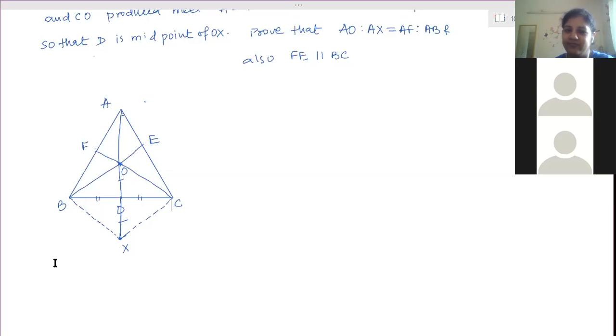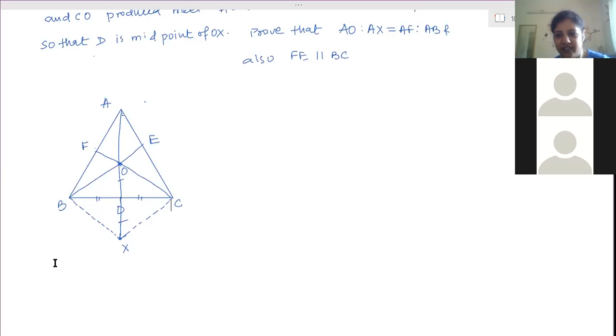Ma'am, if we prove FC parallel to BX, then automatically FO will be parallel to BX, no? So how to prove that? That is a challenge. Ma'am, we'll take triangles BOD and COD. BD is equal to DC. OD is common. After that, nothing about OB and OC. We don't know angles ODB and ODC either. So we cannot prove congruency. Try others.